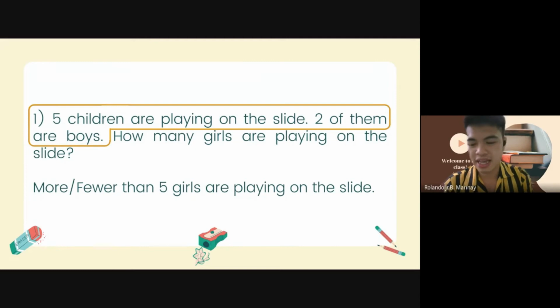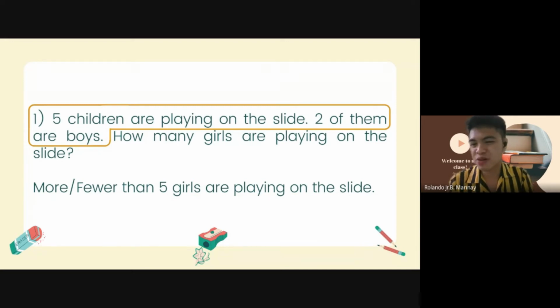Okay, the answer is fewer. So we're going to circle first the information part. I'm going to read it. 5 children are playing on the slide. 2 of them are boys. So that part is the information part. So we're going to circle it.